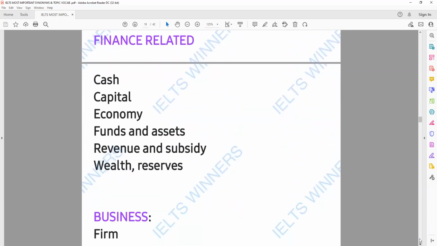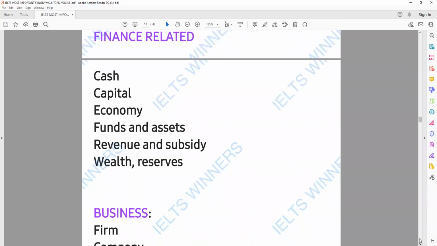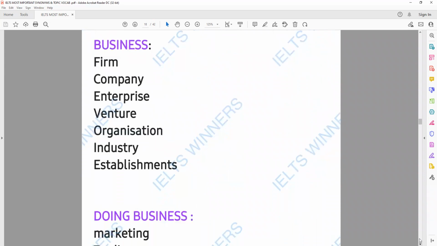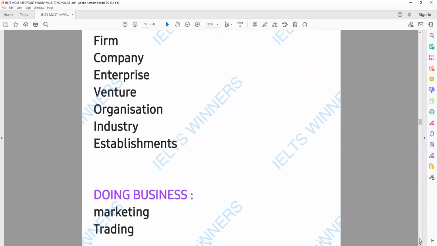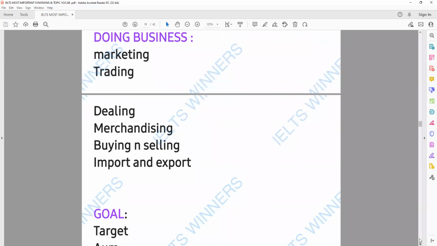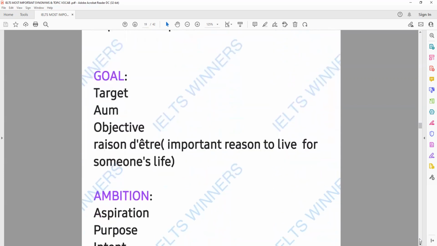Then finance related. Something comes to finance, so you can use all these words in one way or the other. And business: instead of saying large business, small business, you can use all these words. Then doing business means they were doing business, they were earning something. You can say marketing, trading, dealing, merchandising, buying and selling, import and export.